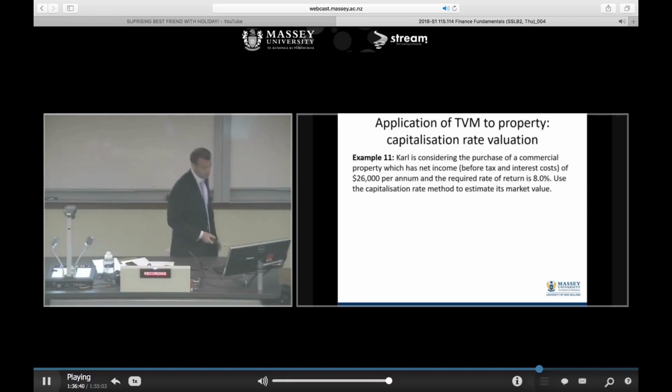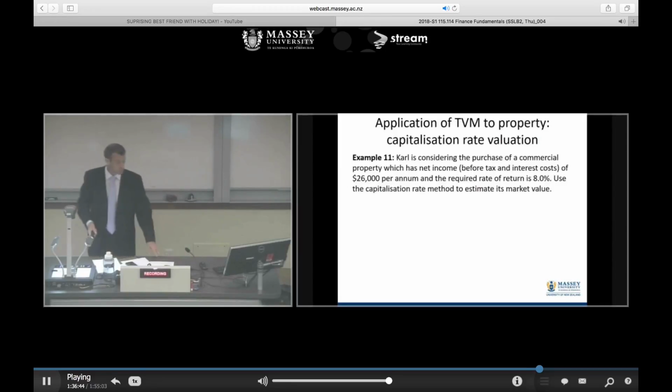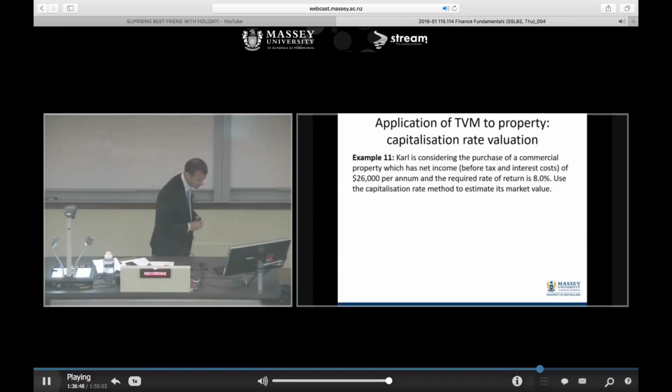Continuing with the Ks, Carl is considering the purchase of a commercial property which has net income before tax and interest of $26,000 per annum and a required return of 8%. Use the capitalisation method to estimate its market value.